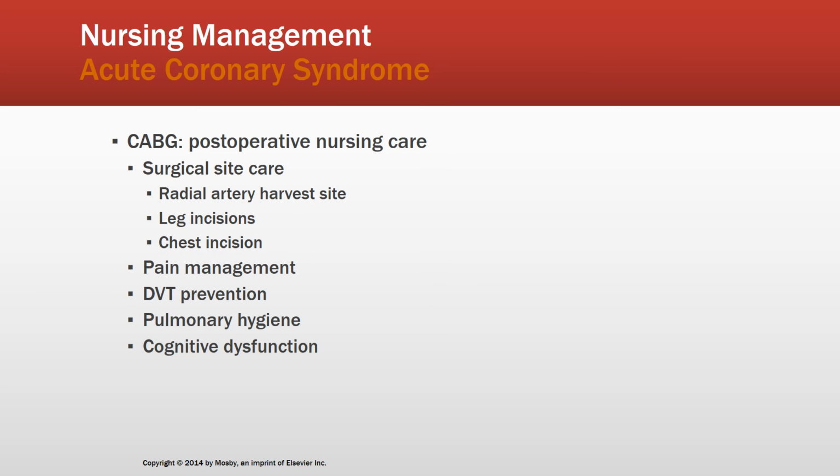Surgical site care, we got to make sure that it's nice, clean, there's no redness present, there's no drainage present in the incision. Pain management, DVT control, pulmonary hygiene, and cognitive dysfunction. DVT is very common because of bed rest, so it's important that we ambulate or put compression stockings or use a compression device pretty early on, and hopefully the patient's on some kind of anticoagulant therapy to prevent them from getting deep vein thrombosis.